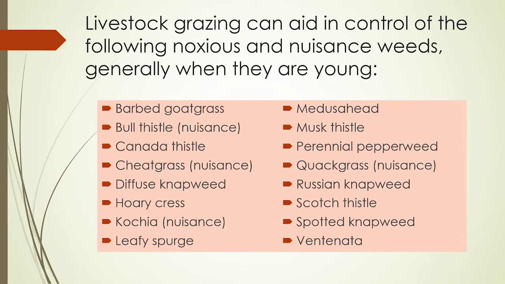So these things can be used. You can use livestock here, and it's not going to control the infestation. It's going to knock it down. It's going to use up the root reserves on these perennial plants like perennial pepperweed for them to regrow. And then you come in after the grazing and maybe use a chemical control.